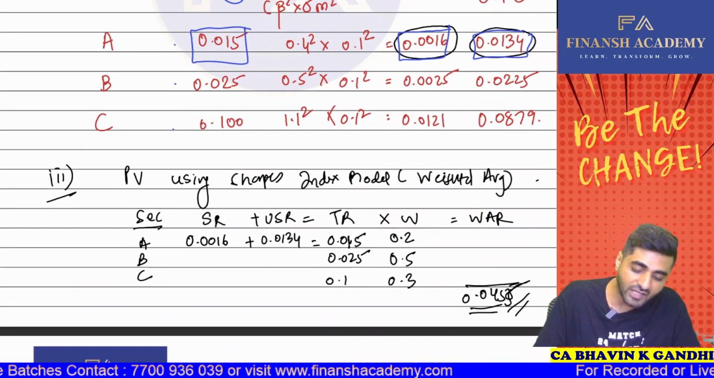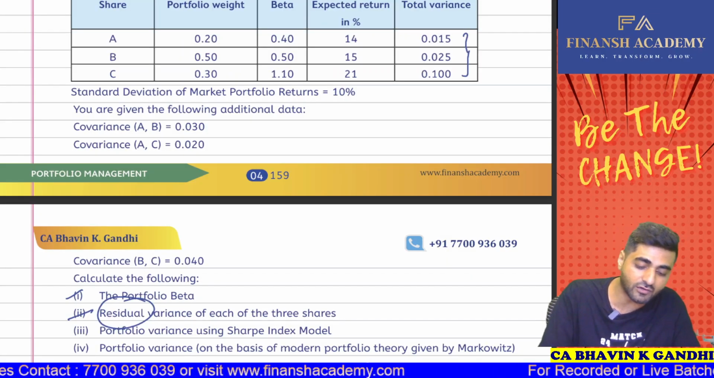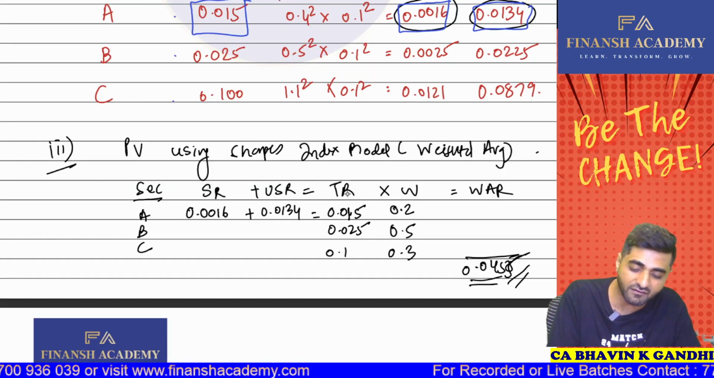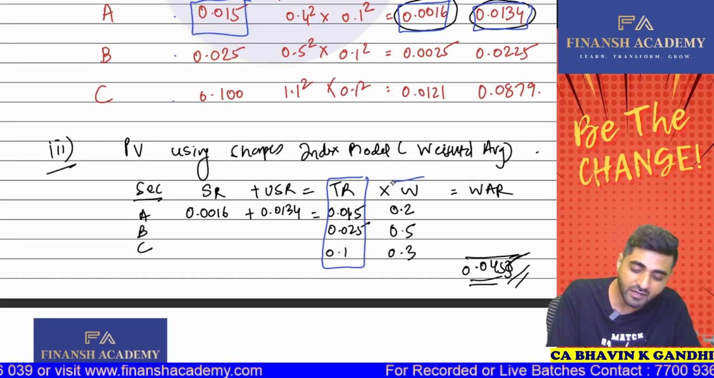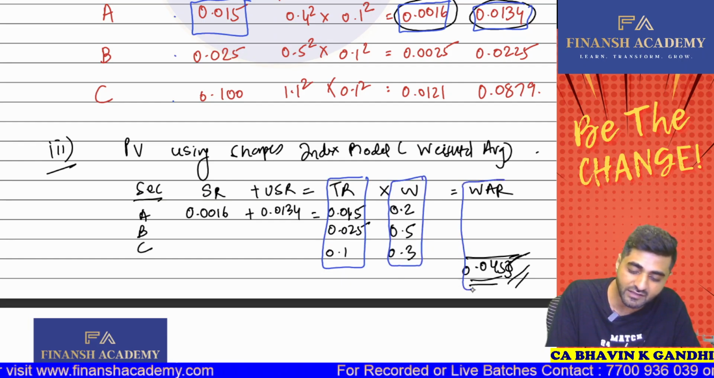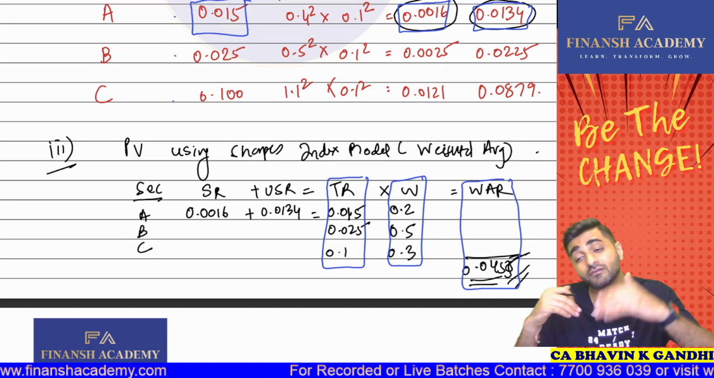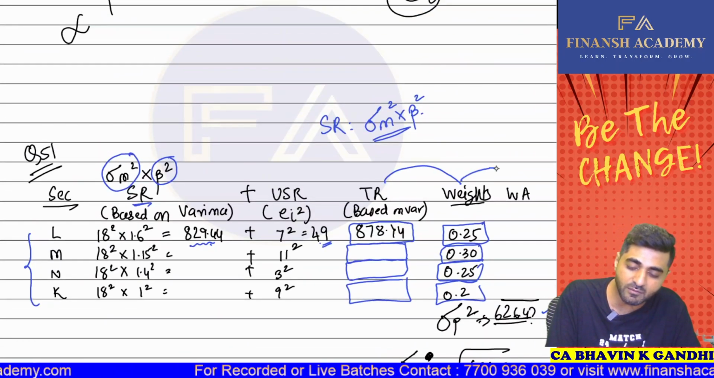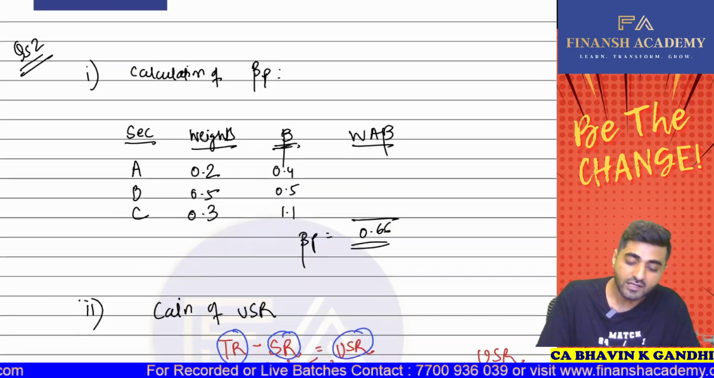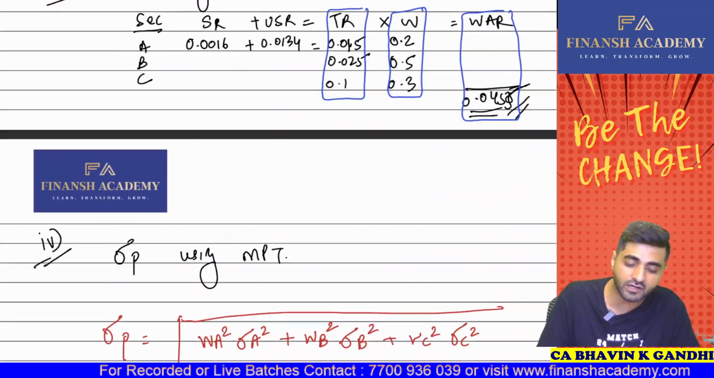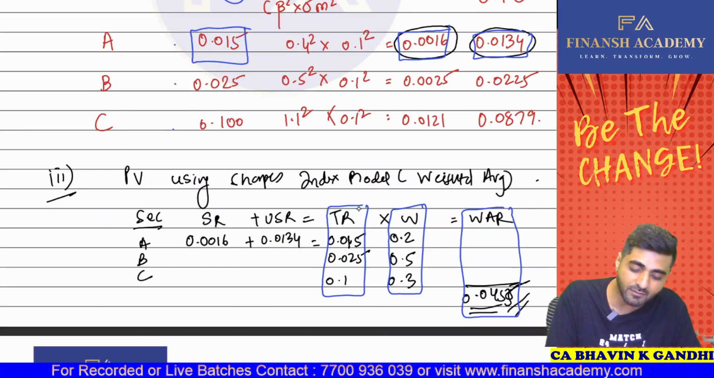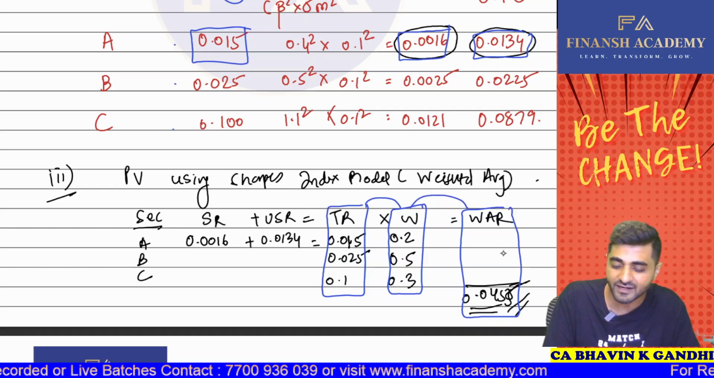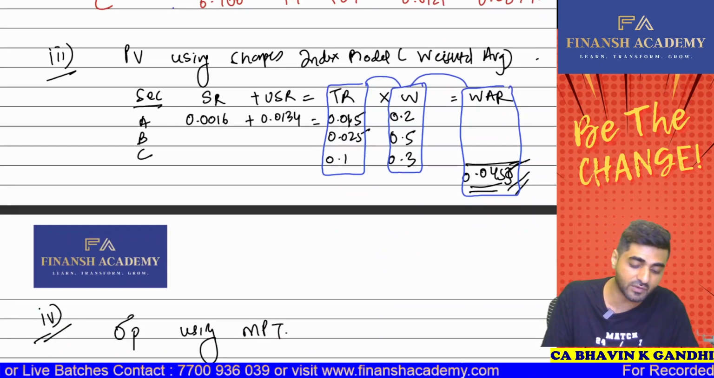Okay. And then, my dear students, we are also required to calculate your portfolio variance using Sharpe's index model. So what we'll be doing is, we have this total risk available. We can multiply this by weights, and then we'll get the weighted average risk. Similar to what we have done earlier in this particular question, we used the same concept. We took the total risk, we multiplied that by weights, we got the weighted average. Here also, we simply have your total risk available. Simply take your total risk, multiply that by the weights, and you'll get your weighted average risk. Okay, so this is the third part of the question.